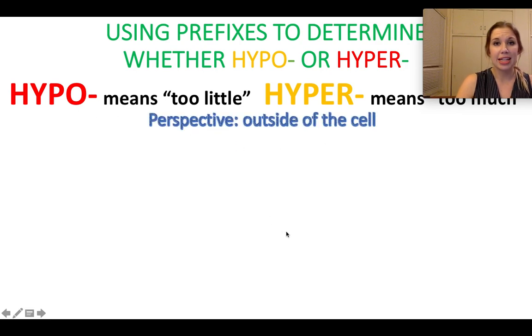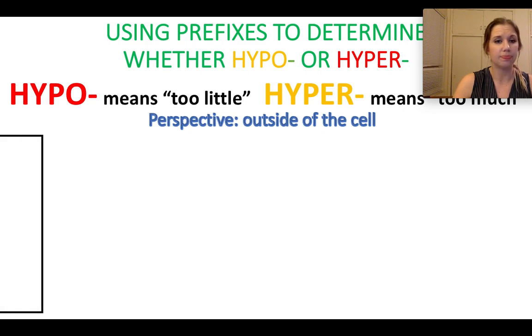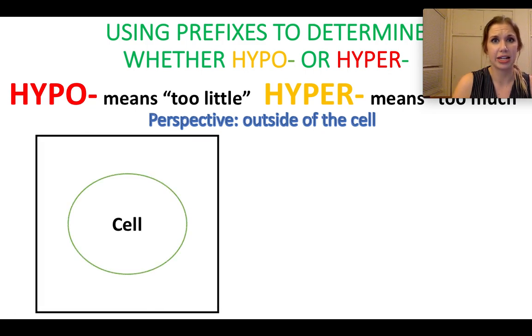All right, and when I say this, we're always talking about it from the perspective of outside of the cell. We're always talking about it from the perspective of outside of the cell. So let's look at an example. Here we have a cell, and this is the inside of the cell. This is the outside of it. This is like the interstitial fluid, or just the space that is between every single one of our cells. And it's mostly water out here.